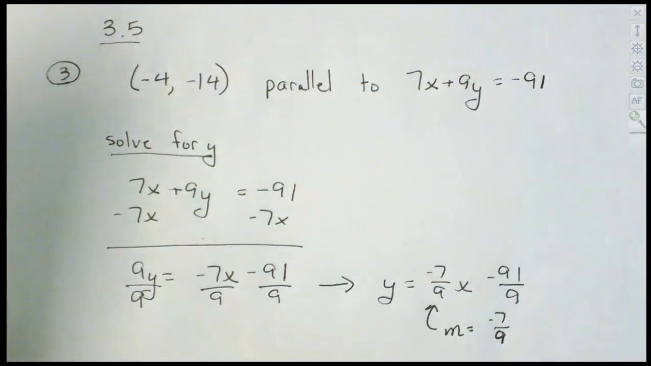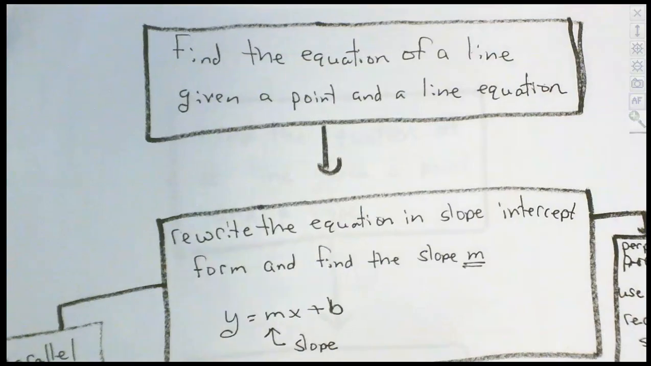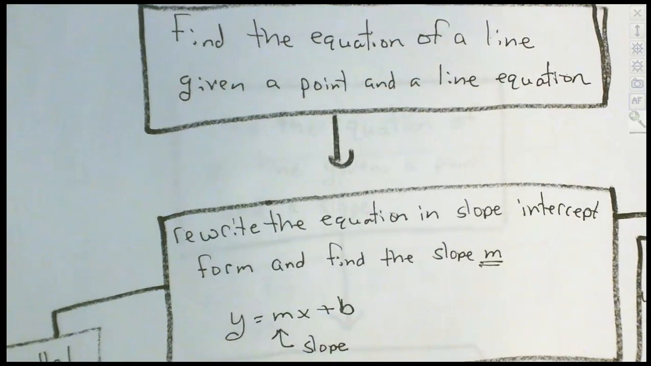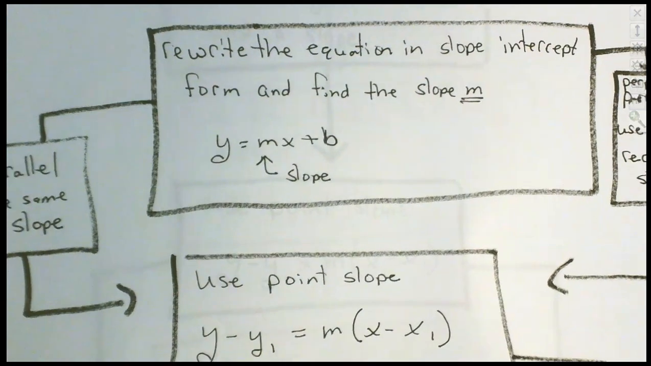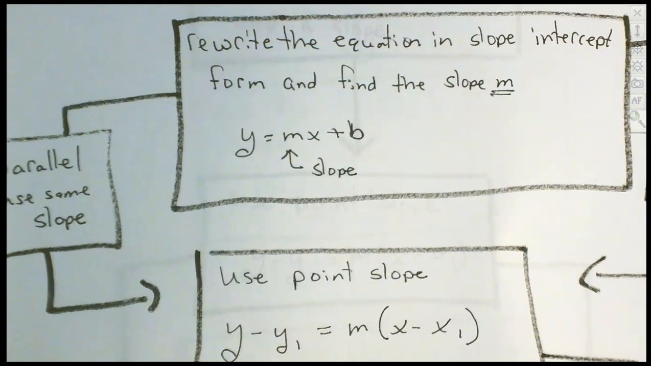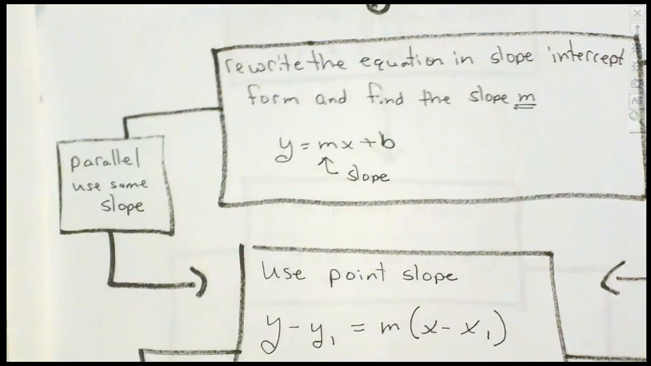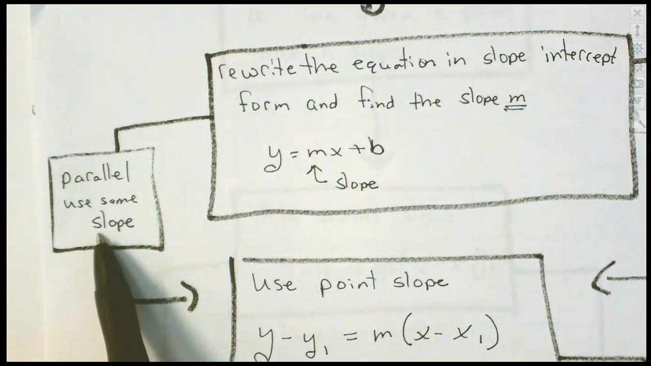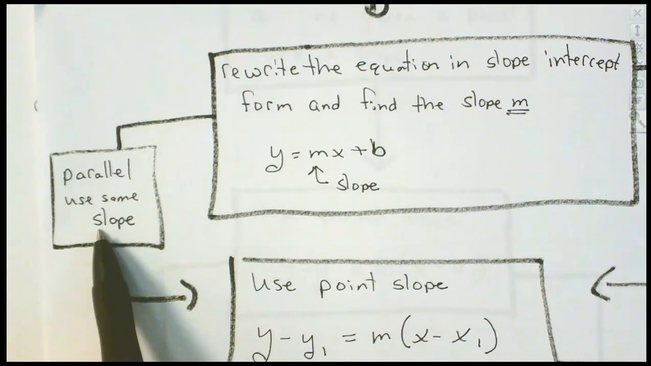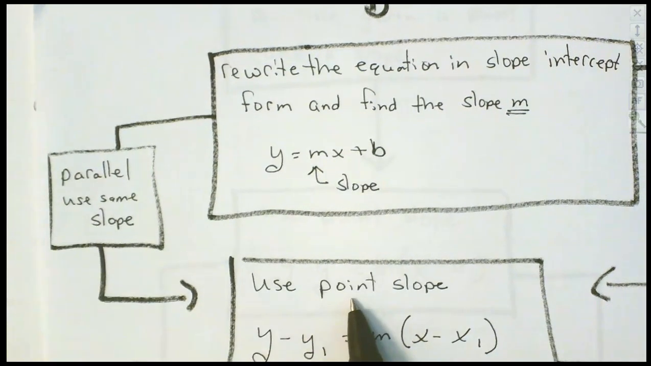So when we have a point and a line equation, we get out our flow chart. You can use that flow chart on your final. So you don't have to worry about not having that. And we find the one that says find the equation of a line given a point and a line equation. We begin by rewriting it in slope-intercept form. And then we look to see if it's parallel or if it's perpendicular. So ours is parallel, so we keep the same slope. If it's perpendicular, we use the opposite or negative reciprocal slope. And then we go back to point slope after that.